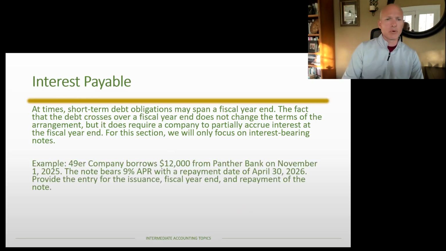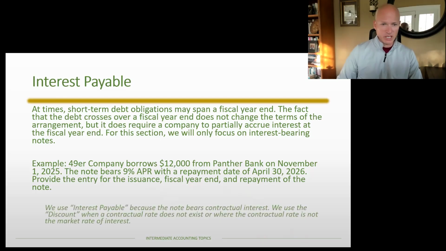So here's an example. They borrowed $12,000 from Panther Bank on November 1st, 2025. The note bears 9% interest, with repayment on April 30th. So provide the issuance, the fiscal year end, and the repayment of the note. Now, in this case, we are going to use interest payable because the note bears contractual interest. So if you remember before, when we didn't have a contractual rate, we would use that discount and we would amortize the discount. And in this case, though, we're going to make the assumption that the market rate of interest is the rate of interest on the note.